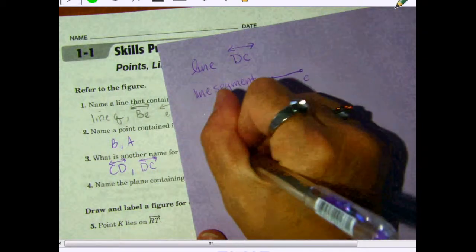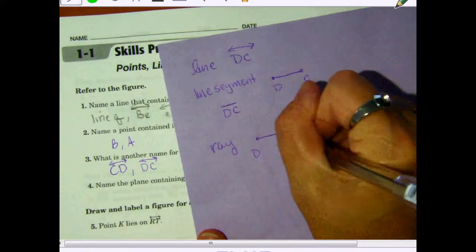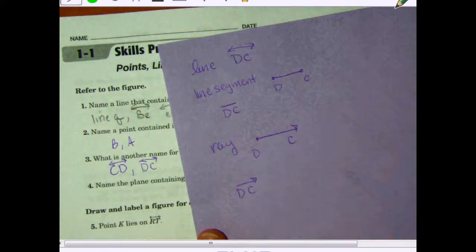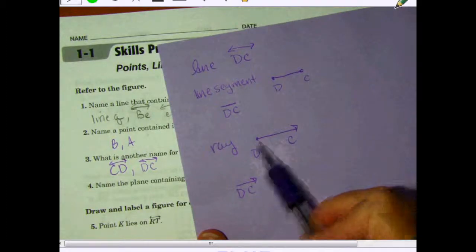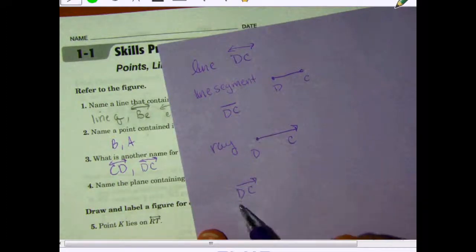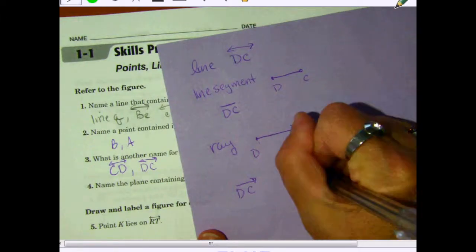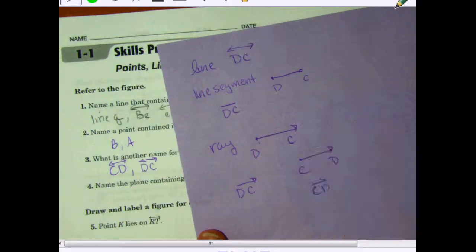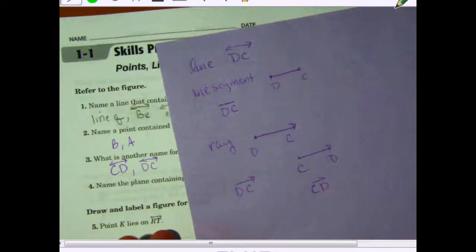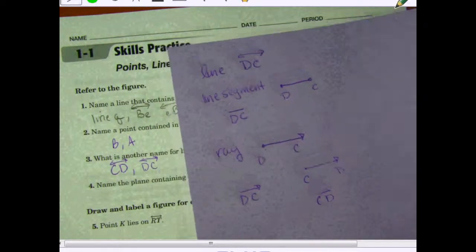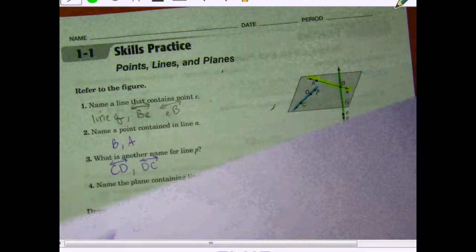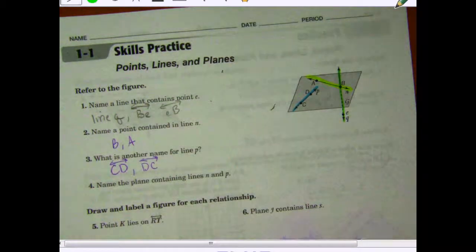And then when you have a ray, you put the single arrow. And then this point is the end, so whatever point doesn't have the arrow is the letter without the arrow on the writing. So if it went like this, where it was C and then D, you would put the CD with the arrow. It's kind of annoying to have to put the lines and stuff on top, but if you didn't, you'd have to write line DC, segment DC, ray DC, so this is actually shorter.